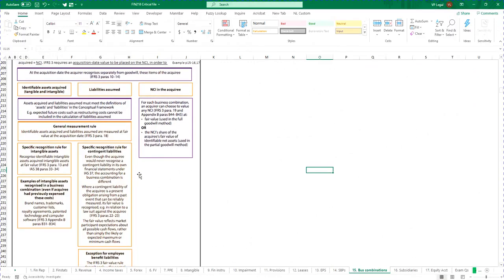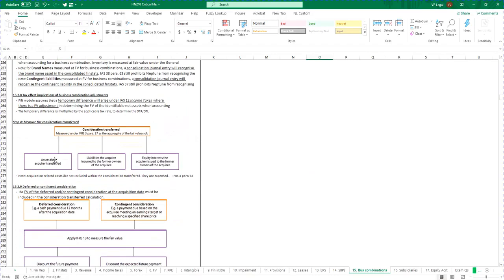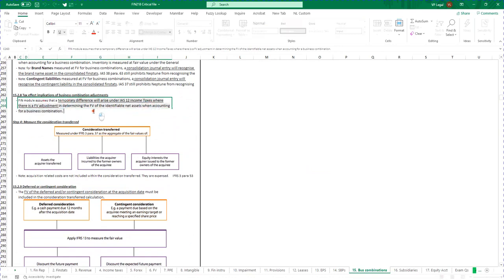ordinarily we wouldn't actually recognize contingent liabilities as an asset on the balance sheet. It's just for specific requirements under IAS 37. That's the first thing. And the second thing that I want to point out is that for the purposes of the FIN module, the module assumes that there is a temporary difference which will arise for income tax where there's a fair value adjustment, and this is applicable for contingent liabilities as well.